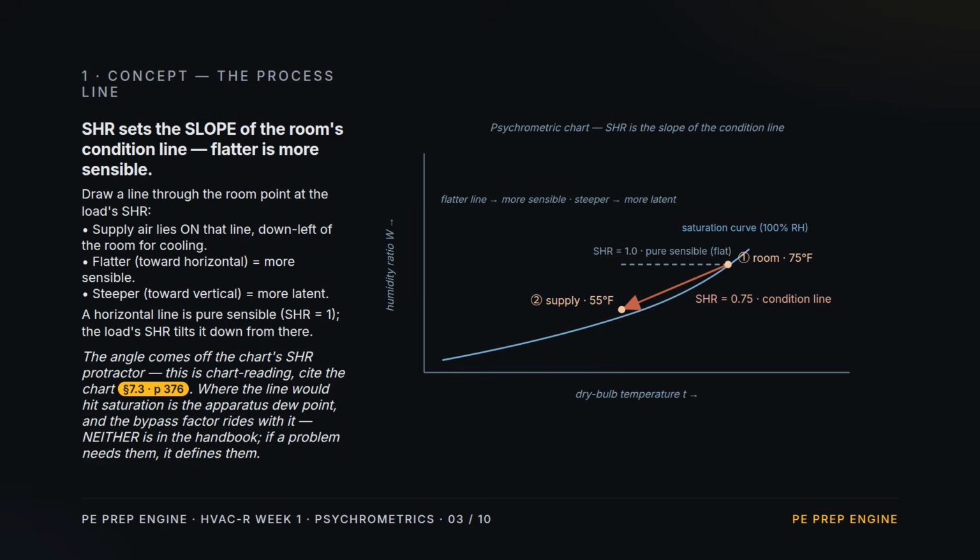Concept 2. The process line. Put a line through the room point at the load's sensible heat ratio. The dashed horizontal is pure sensible, an SHR of 1. The load's SHR tilts the real line down from there toward the supply state. Flatter means more sensible. Steeper means more latent. That's the whole picture, read straight off the chart.